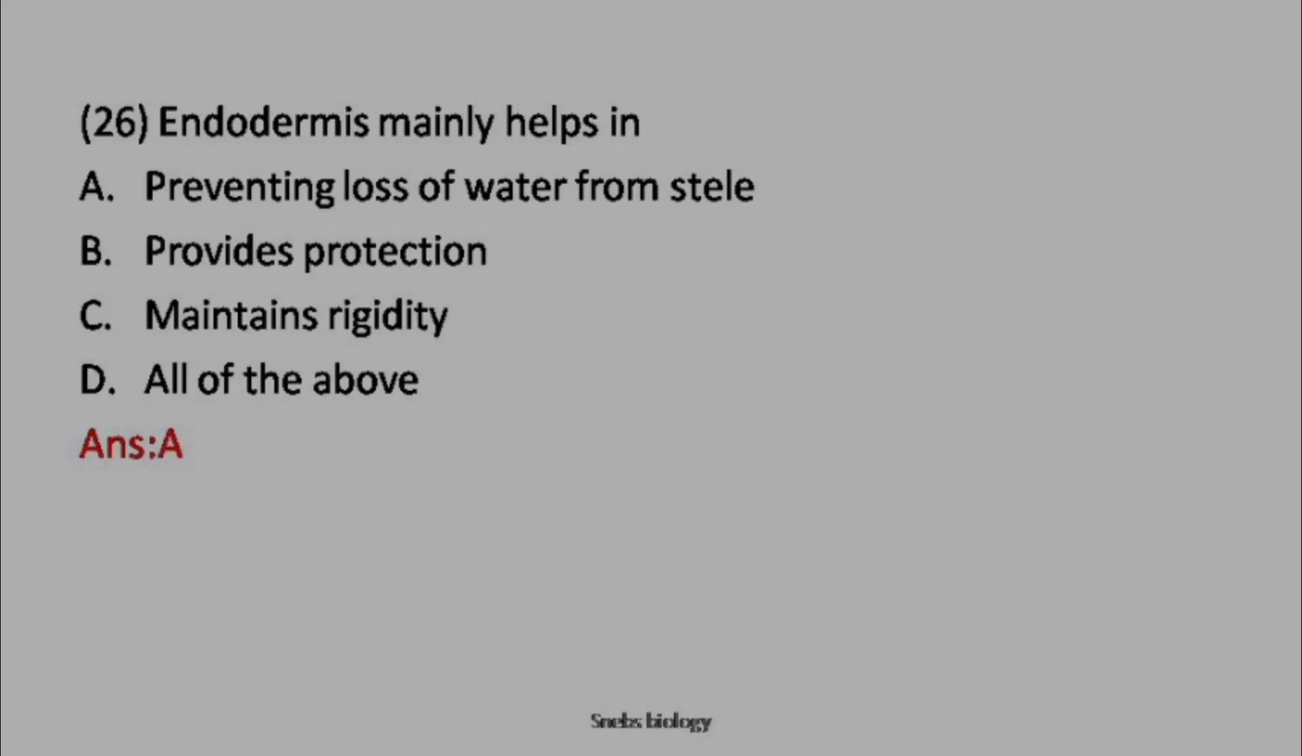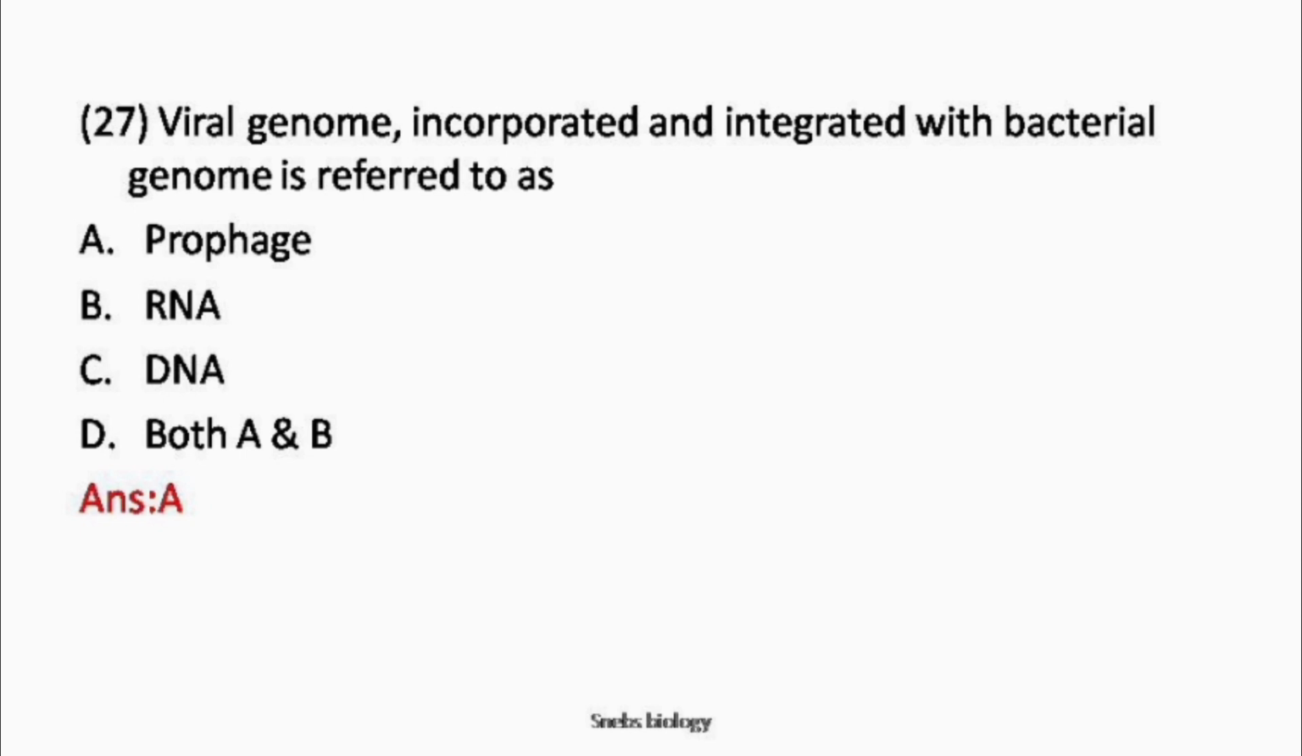Next, question number 27. Viral genome incorporated and integrated with bacterial genome is referred to as option A prophage, option B RNA, option C DNA, option D both prophage and RNA. So when genetic material of virus becomes incorporated into host genome and doesn't harm its host, then this viral genome is called prophage. So the correct answer is option A.